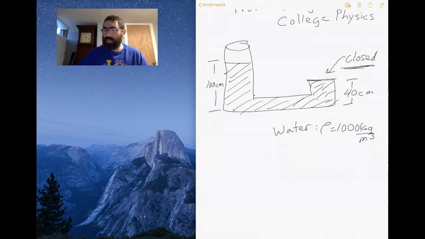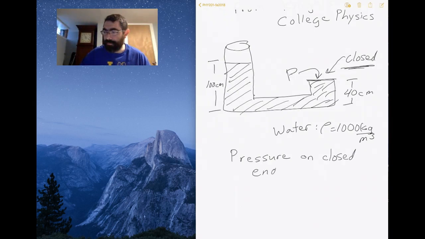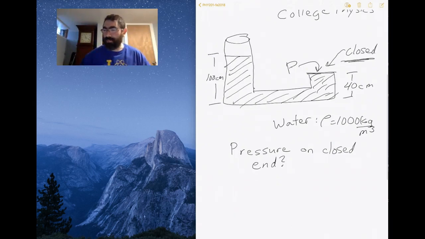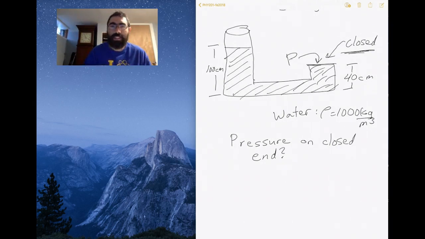So the question then is, what is the pressure, P, over here? What's the pressure on the closed end of this container? So that's what we need to figure out. So we can do this. It's not going to be that difficult to work our way through this problem.